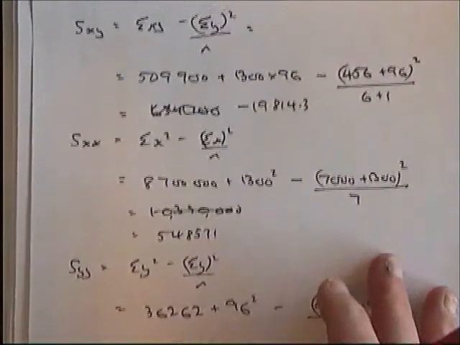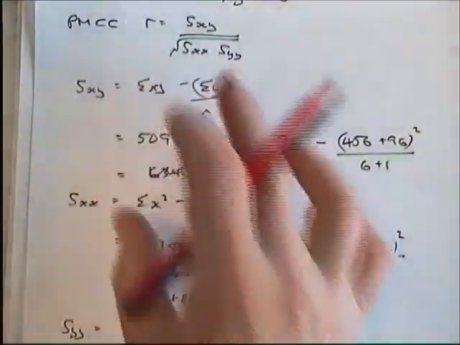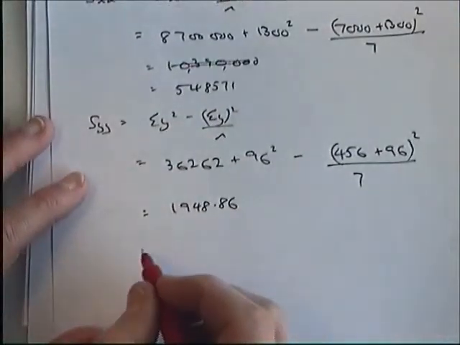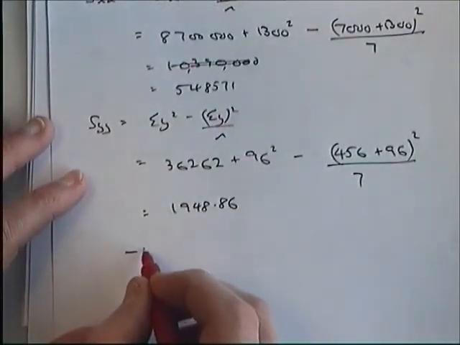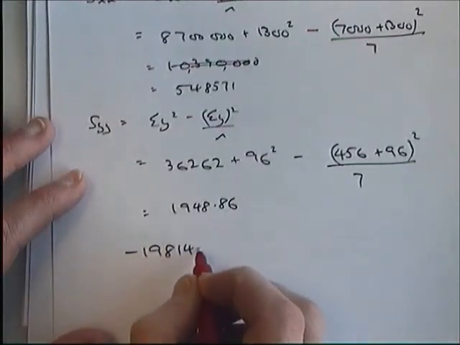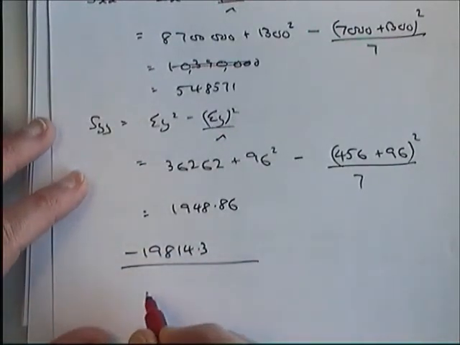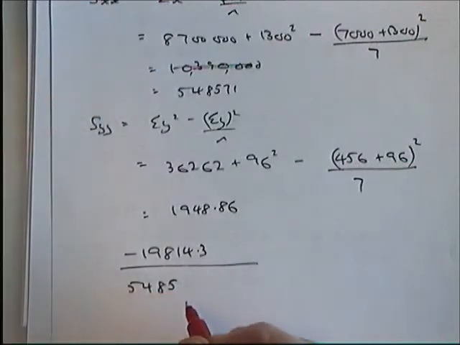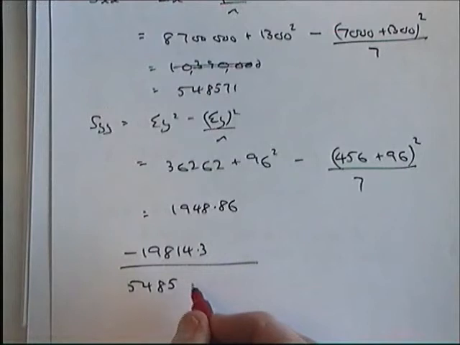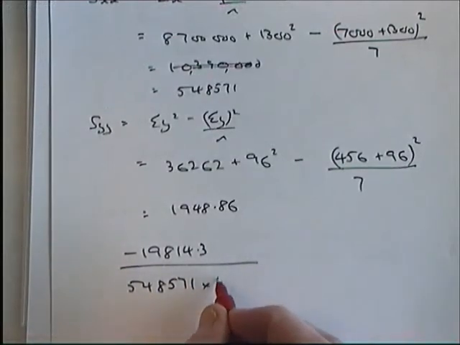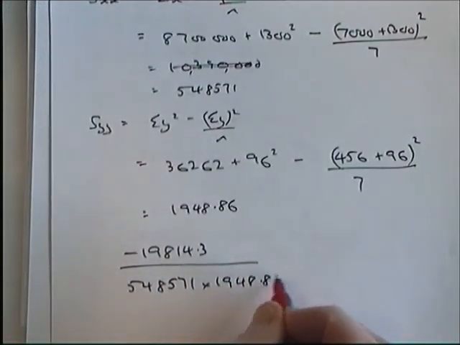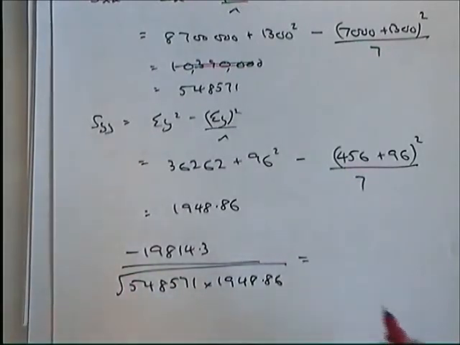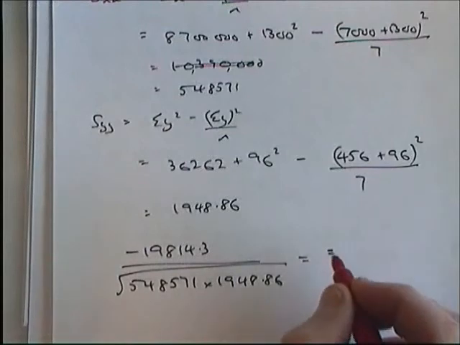So now I have my 3 values which I can stick into my formula up here. My formula was SXY, which I worked out to be minus 19,814.3, divided by the square root of the other 2 multiplied together. That was 584,571 times 1948.86, and they are square rooted. And if you work that out, you get an answer of minus 0.606.